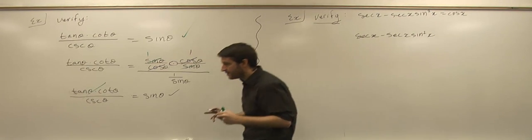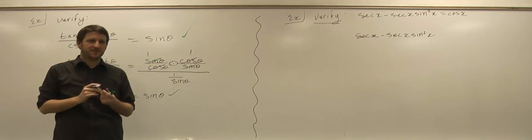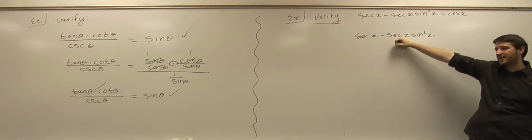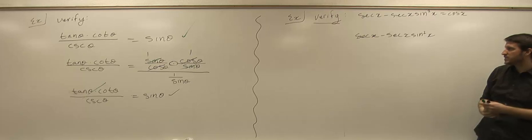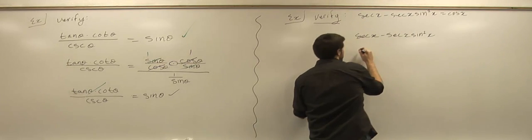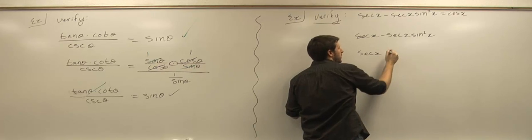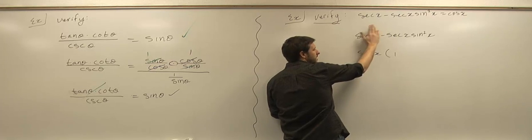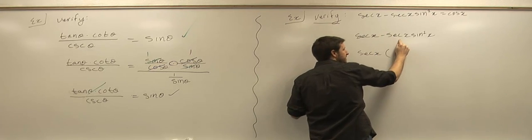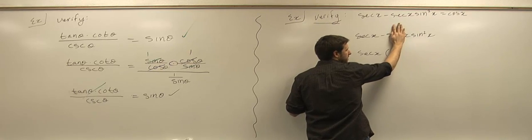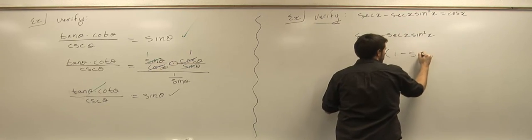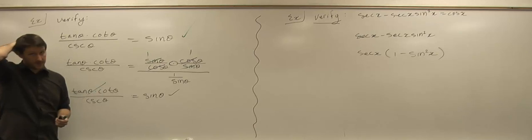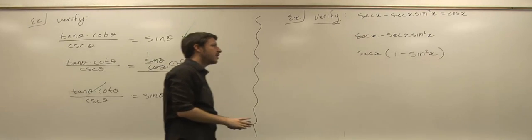What can I do on the left? Factor! Factor, factor, factor. Because I know there's a secant x in this term and a secant x in this term. So let me pull that secant x out and see what happens. All right, I'm trying to get to cosine. Maybe this will help, maybe it won't. I can't say for sure yet. But if I pull a secant x out of secant x, I'm left with 1. And if I pull a secant x out of secant x sine squared x, I'm left with sine squared. And in my brain, this is looking very promising.